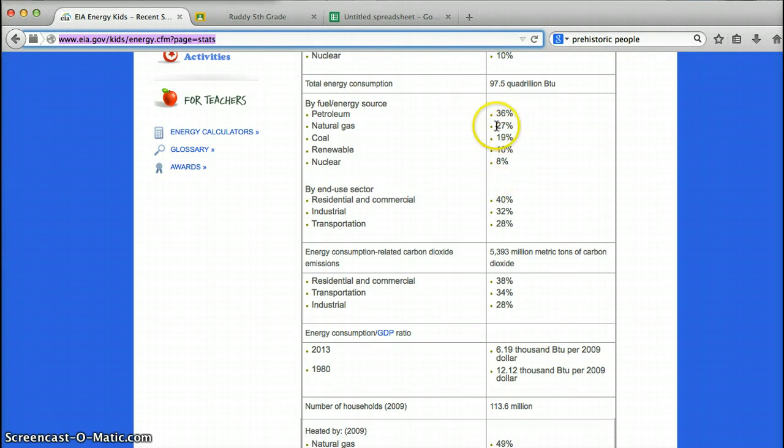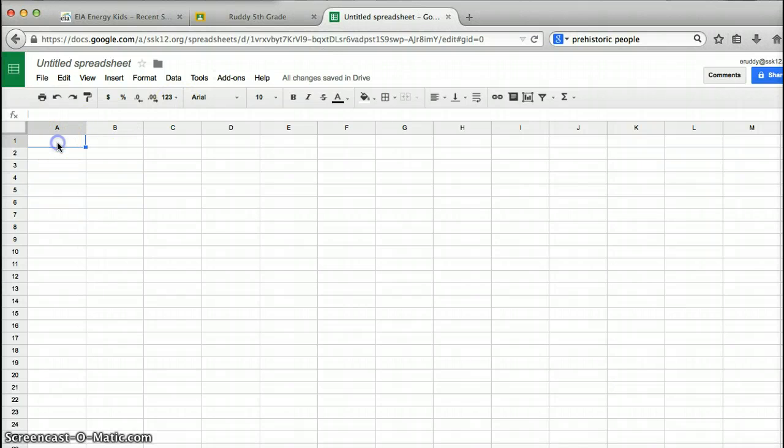So what you're going to do is say, okay, petroleum is 36%. Then you're going to click up on your spreadsheet. You're going to put under A what the energy's name is, so you have to type petroleum, and you're going to click on B, and you're going to put 36 and the percent sign. What you need to do is press Shift and percent. Oh, it already put it in for me. Okay, so then I'm ready for my next one.